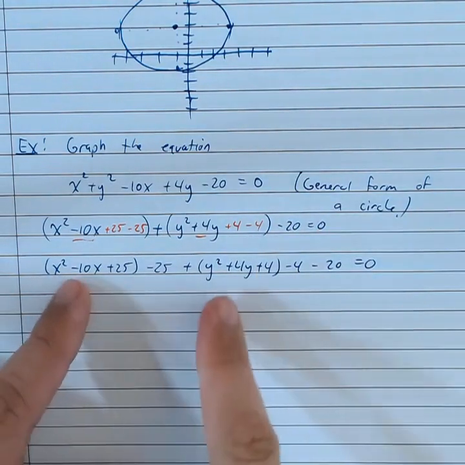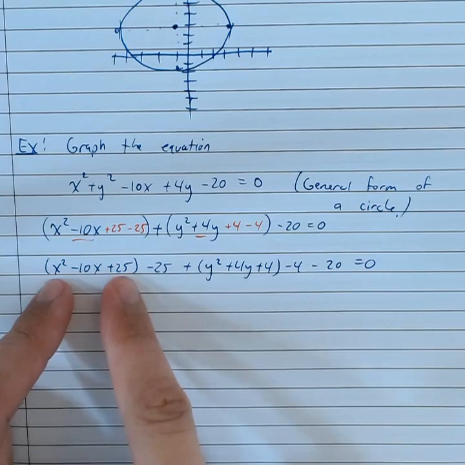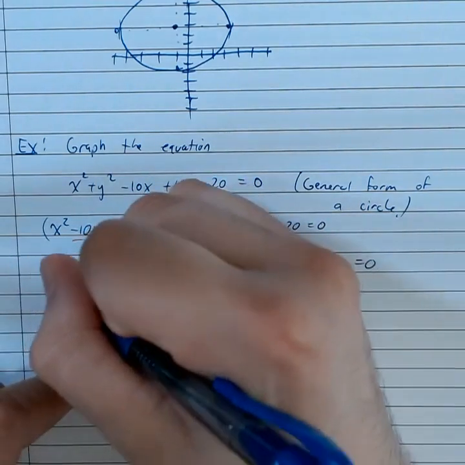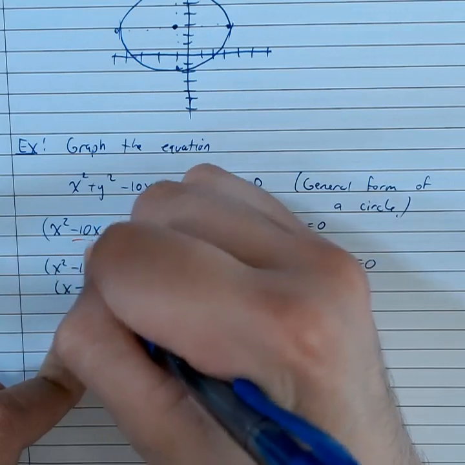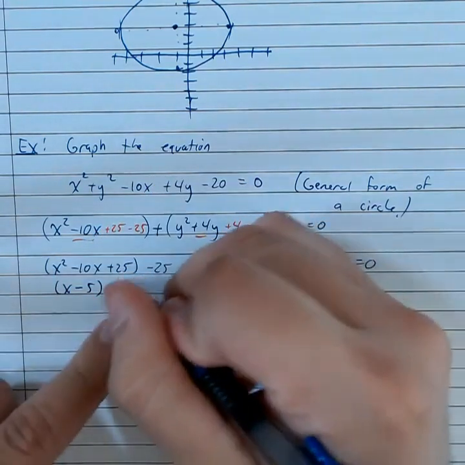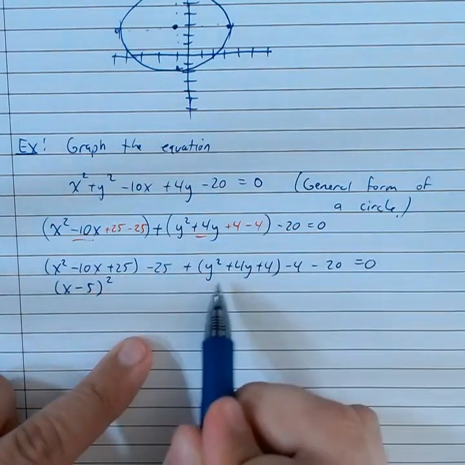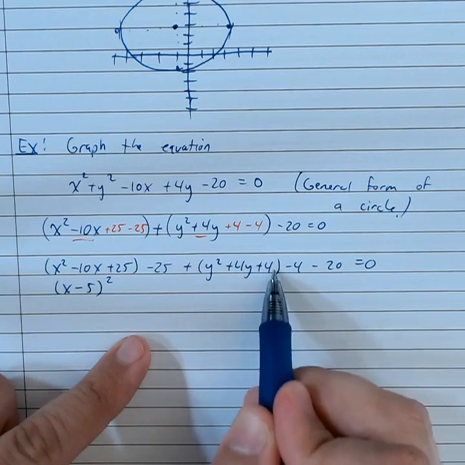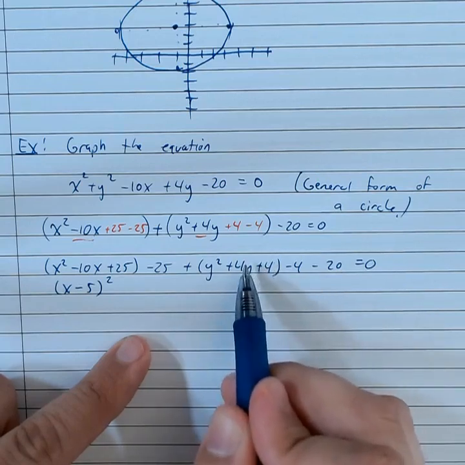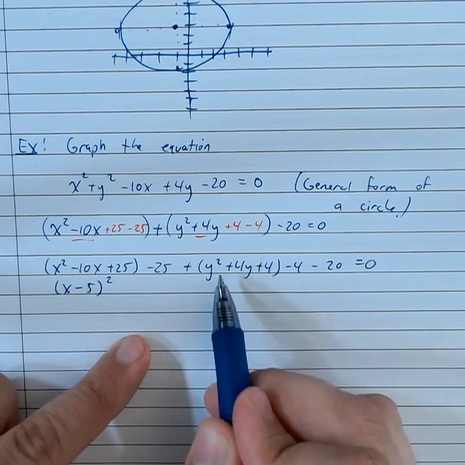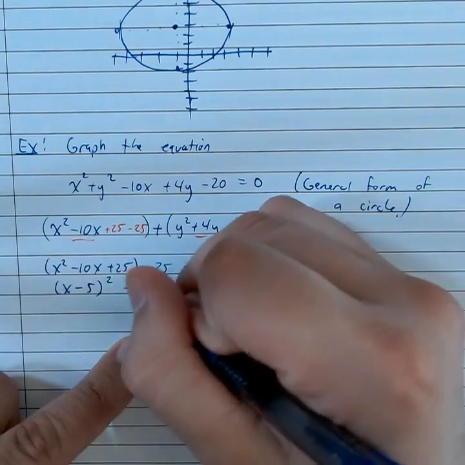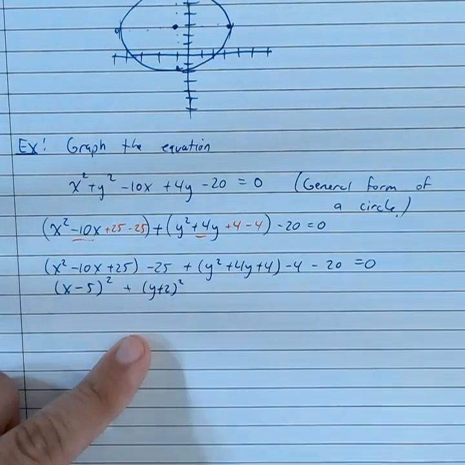So now we can simplify some stuff. Hey, look, that factors out. What 2 numbers multiply to give you 25 and add up to give you negative 10? Well, that's negative 5 and negative 5. So we can write this as x minus 5 times x minus 5, or more simply, x minus 5 squared. Hey, this right here, that can factor also. What 2 numbers multiply to give me 4 and add up to give me 4? Well, that's positive 2 and positive 2. So this will factor as y plus 2 times y plus 2, or more simply, y plus 2 squared.